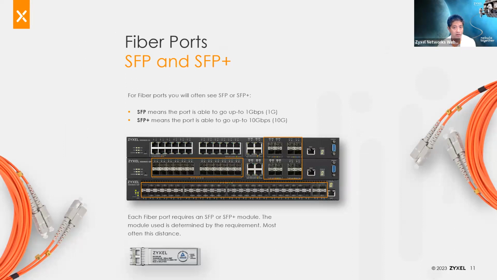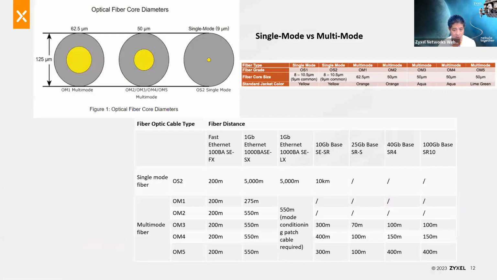So the fiber ports that you deal with are SFP or SFP Plus currently. The SFP is just the gigabit transceivers for fiber, and the SFP Plus will take a 10 gig transceiver. So each fiber port there, you can see they look like those little squares, and they require a transceiver module that goes into them. And each one can determine what kind of fiber you're using and the distances that you're using.